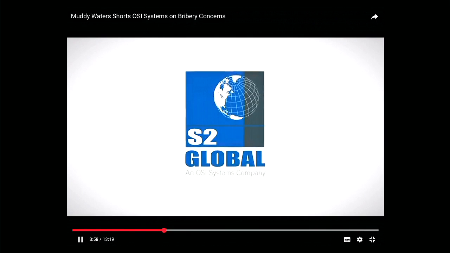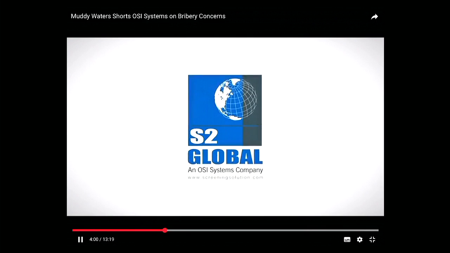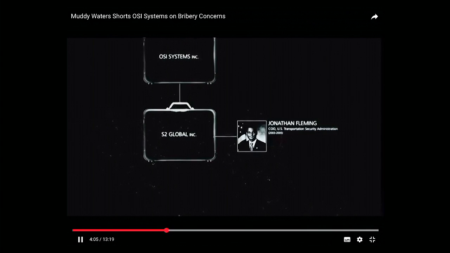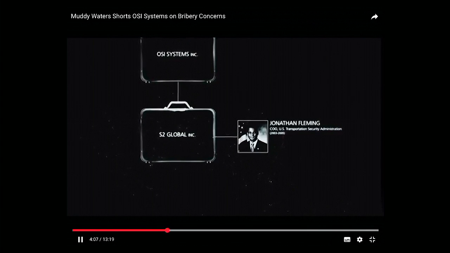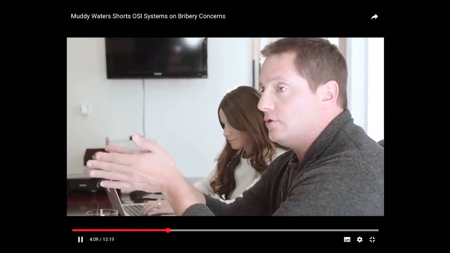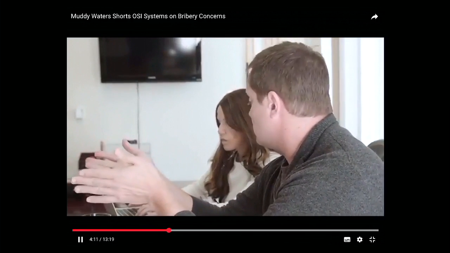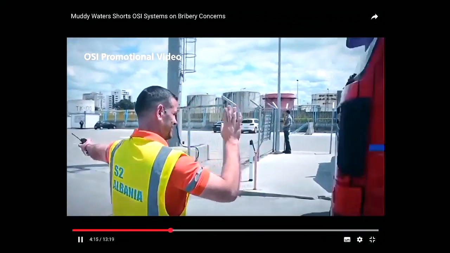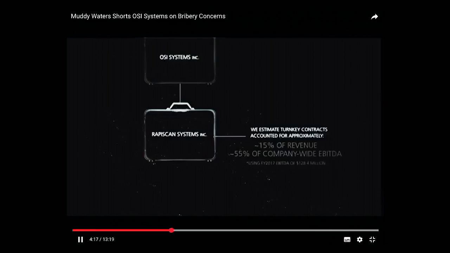So OSI in 2009 acquired a company called S2. S2 was started by Jonathan Flynn, who had been the chief operating officer of the TSA. S2 is the division that does the turnkey contracts. When OSI bought S2, S2 was just a business plan and Jonathan Flynn. That's all.